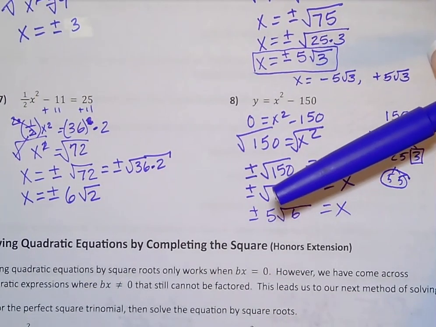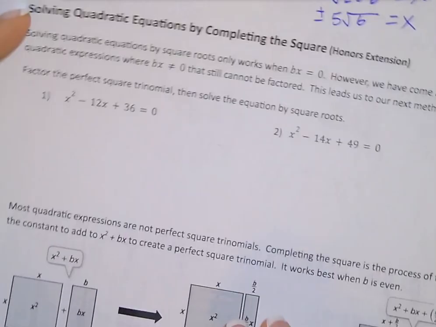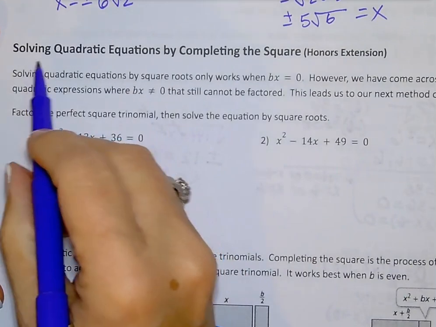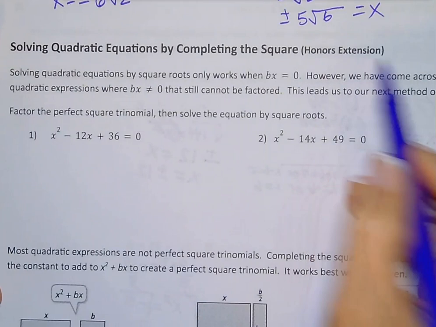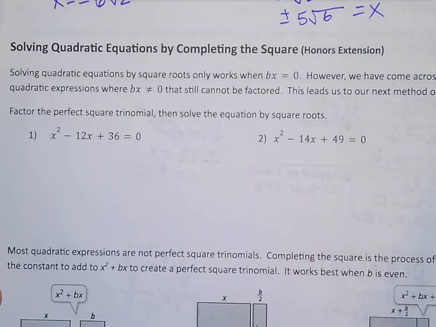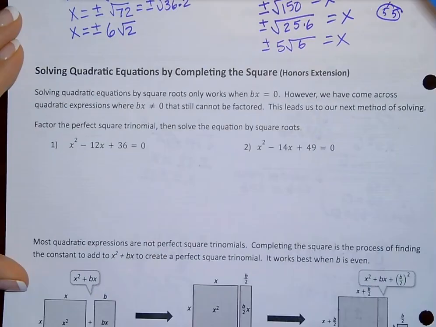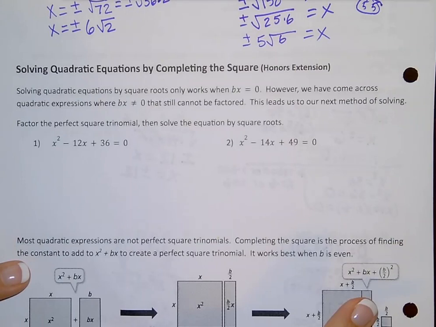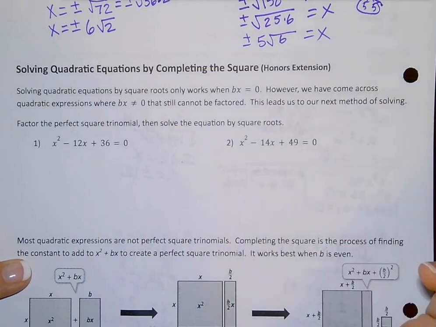Okay, now that was solving using just finding the square root of each side. So now we're going to do this a different way. We're going to solve our quadratic equations by completing the square. This is an extension for Algebra Honors class. I guess I have to shrink down a little bit. Solving quadratic equations by square roots only works when we are able to simplify down to bx equals 0.